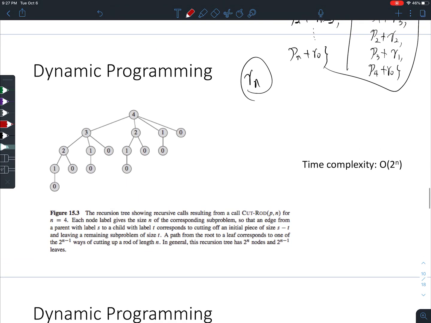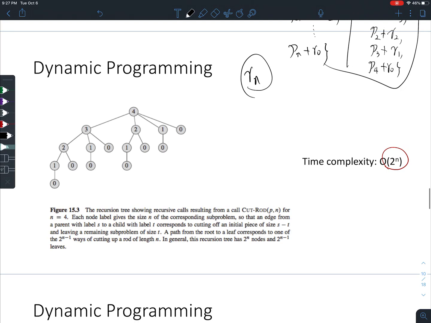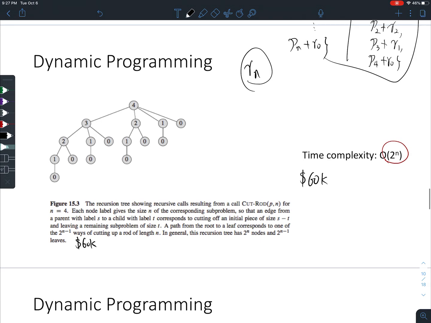Besides that, I also want to talk about something kind of related to this complexity, but I'm going to ask it in another way. Suppose today you just receive $60,000 as a gift. What are you going to do with that money?